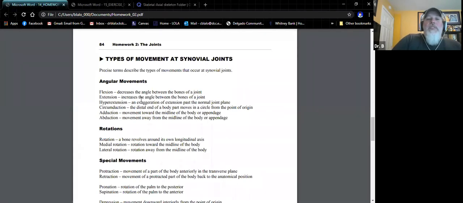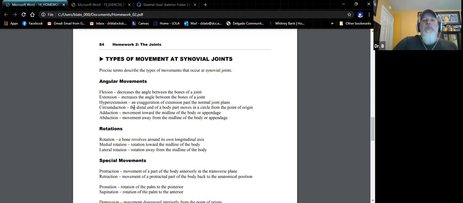And hyperextension is just any exaggeration of extension past the normal plane. So for example, if my hand and my fingers are in a straight line, that would be our normal plane. Flexion would be this way, extension would be this way, but then hyperextension would be back past the normal range of motion. So that would be considered hyperextension there.